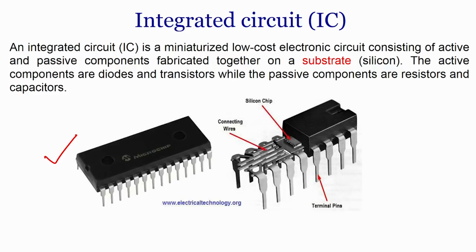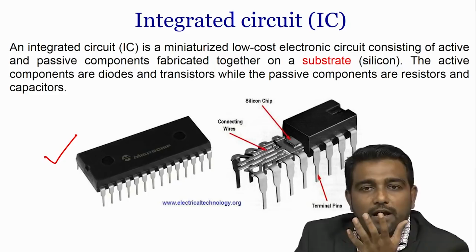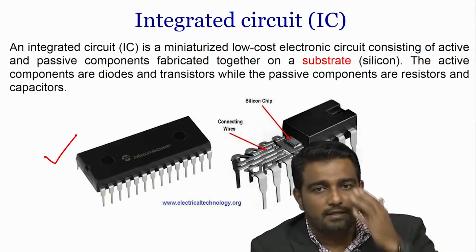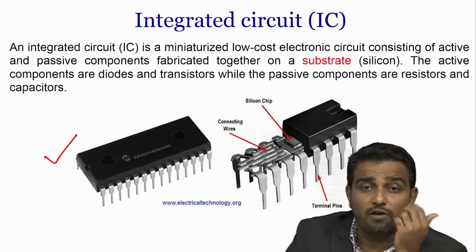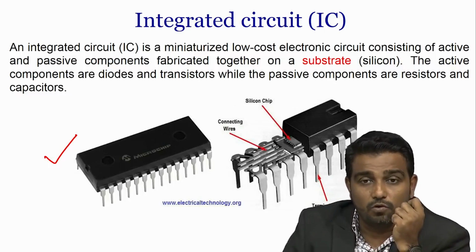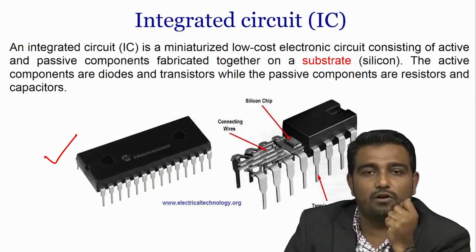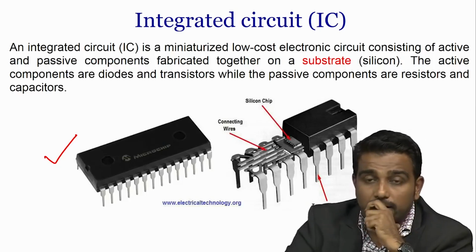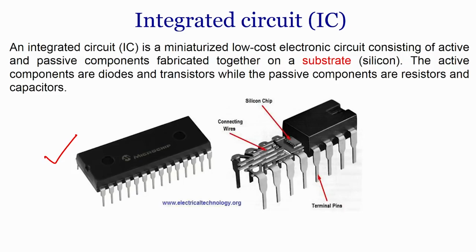We will learn in the series what kinds of substrates are available and used, and one of the substrates used in IC technology is silicon. That is why in the definition I have written substrate with silicon in brackets. The active components, like we discussed, are diodes and transistors, while the passive components are resistors and capacitors.